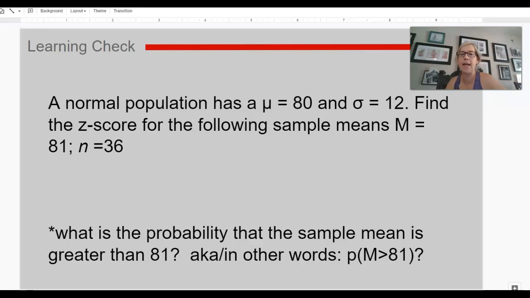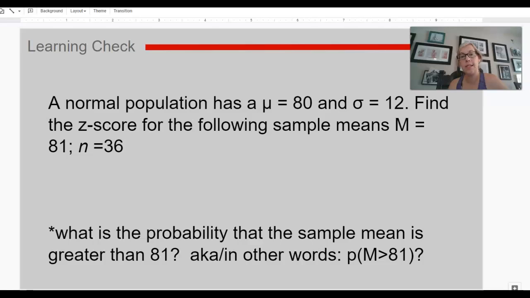I then went ahead and added an additional part to this so we could connect back to our z-score calculator. So this is the formula that we're going to be using. You first need to solve for your standard error. So you're going to take your standard deviation over the square root of your sample size. So you would take 12 divided by the square root of 36. So then that would be 12 divided by 6, which equals 2. That's going to be the bottom of our z.